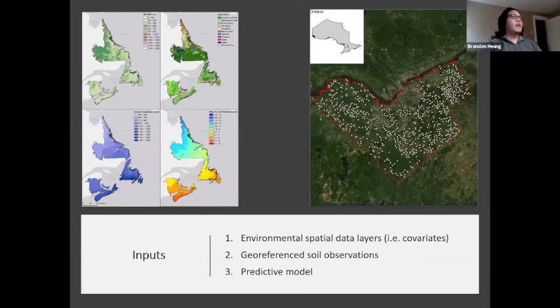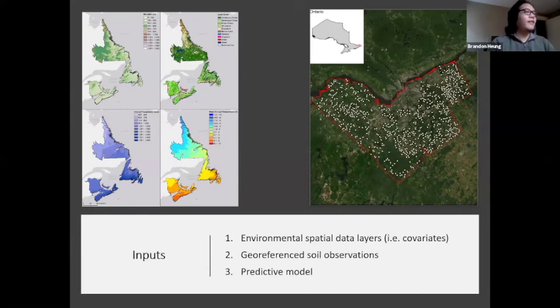So the first one are the environmental layers. And these layers, which we often refer to as covariates, represent the environmental conditions by which soil observations are made from. If you've taken a soil science course, then you should be familiar with Jenny's five factors of soil formation, which basically says that soil variability is controlled by environmental factors that represent climate, organisms, relief, parent material, and time. And the key thing to recognize is that these factors are simply variables that can be represented as spatial data layers, all of which can be acquired from remote sensing and other sources.